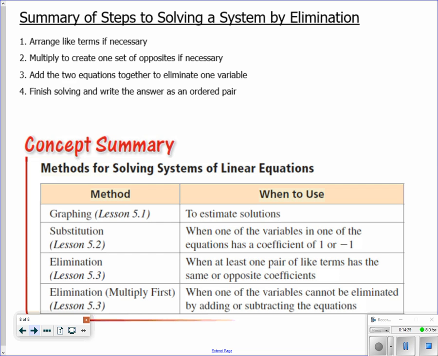These are the 3 ways that we've learned. We've learned graphing, we've learned substitution, and today we learned elimination. So those are the 3 methods. These are the only 3 methods we're going to learn for how to solve a system of equations.